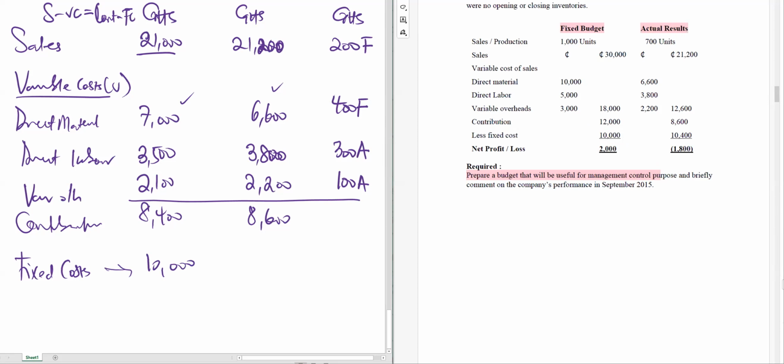Makes sense. So since the budget, the fixed cost will still be fixed, we compare it to what we actually had, which was 10,400, right? So 10,000 against 10,400. Have we lost or have we gained? We planned to spend 10,000, but we ended up spending 10,400. We have lost. It's a loss of 400, right? Okay. So what do we get for our net profit?